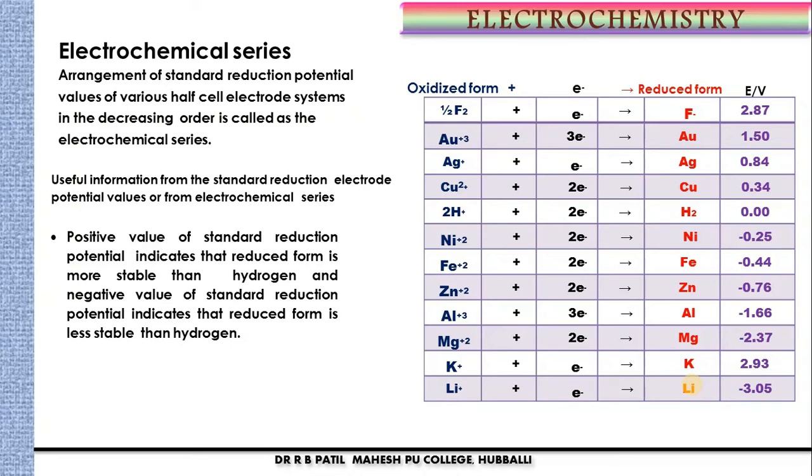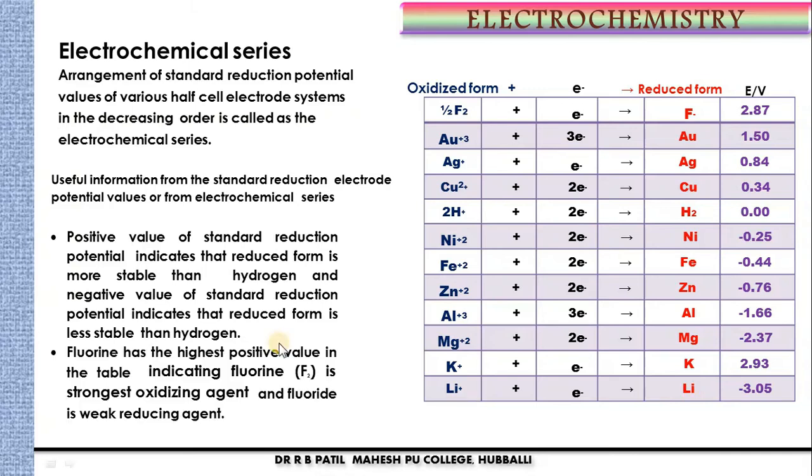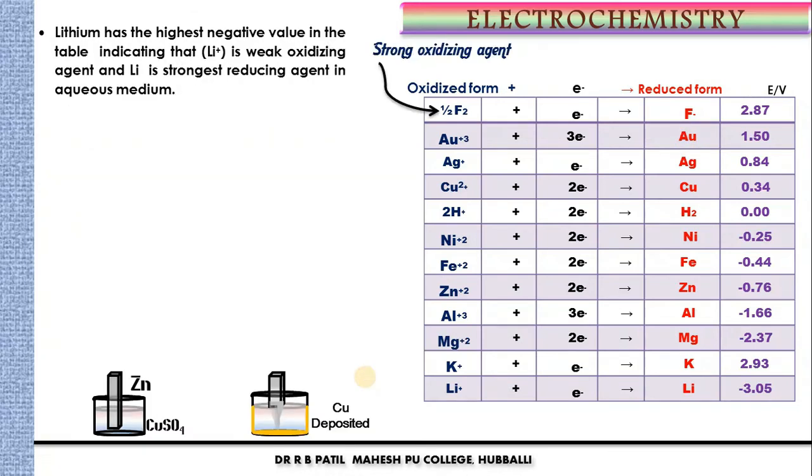Students, don't get confused between reduction and reducing agent. Reduction means gain of electrons, whereas a reducing agent is one that gives electrons. As I told you, fluorine has the highest positive value in the table, which indicates that it is a strong oxidizing agent, and fluoride ion is the weakest reducing agent. Lithium has the highest negative reduction potential value in the table, indicating that the lithium ion is the weakest oxidizing agent and lithium is the strongest reducing agent.